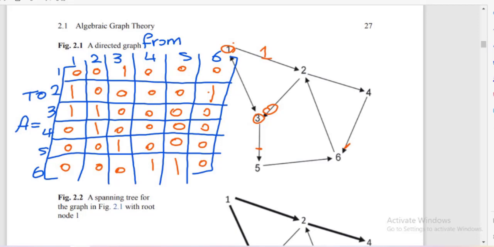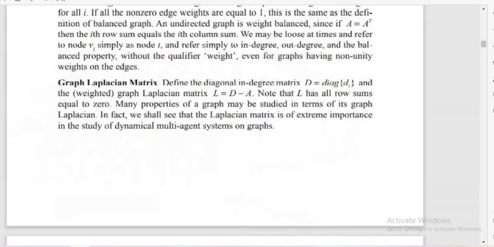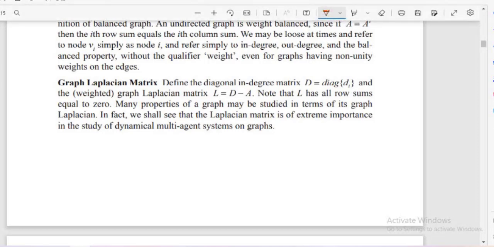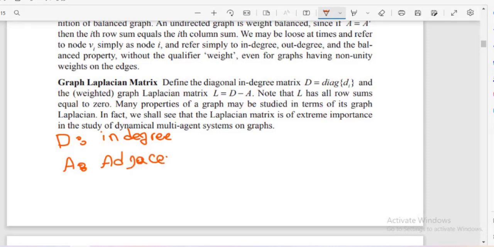We define two matrices for the graph. The first is the integrity matrix. The second is the adjacency matrix. Okay. After that, we want to define another. This is the integrity matrix. The second one, A, is the adjacency matrix.